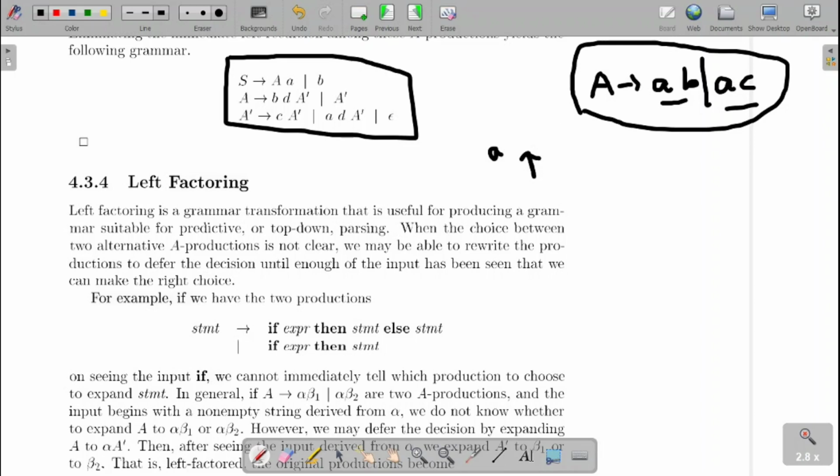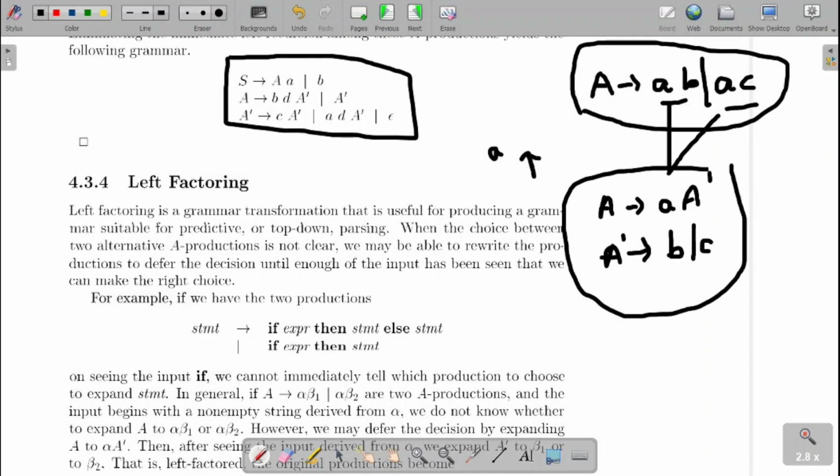So what we will do is group the common thing first. That is, A derives. What is our common thing? Common thing is our small a, then A dash. Then this A dash derives, what is that? The next options: B or the C. Fine. So this will be the left factoring. This mechanism we call left factoring, that is, grouping the common things.